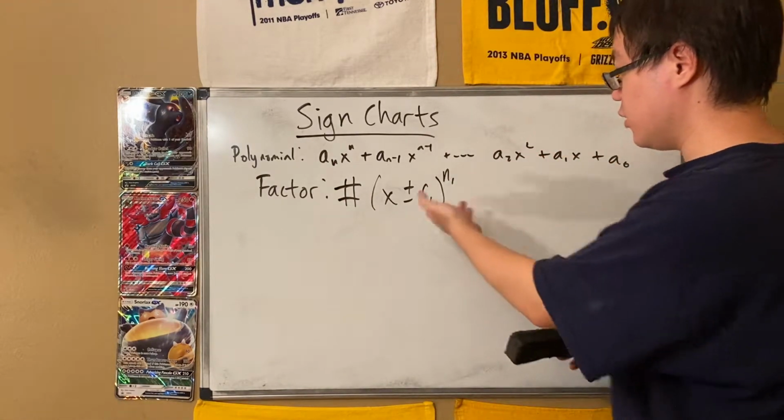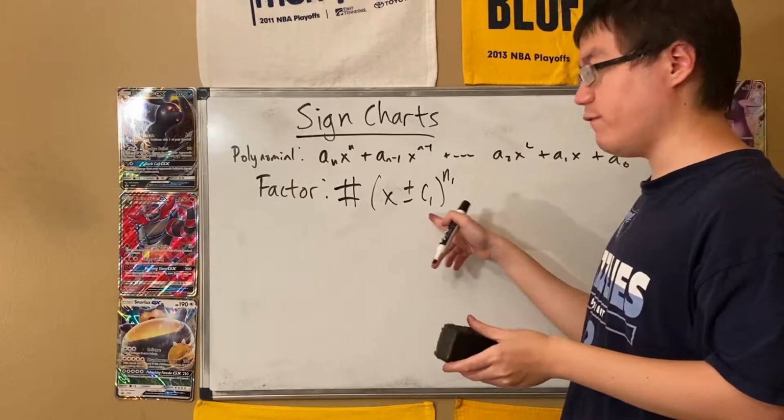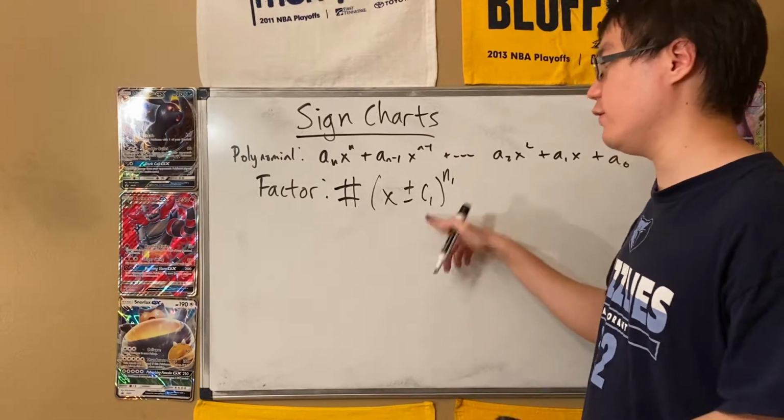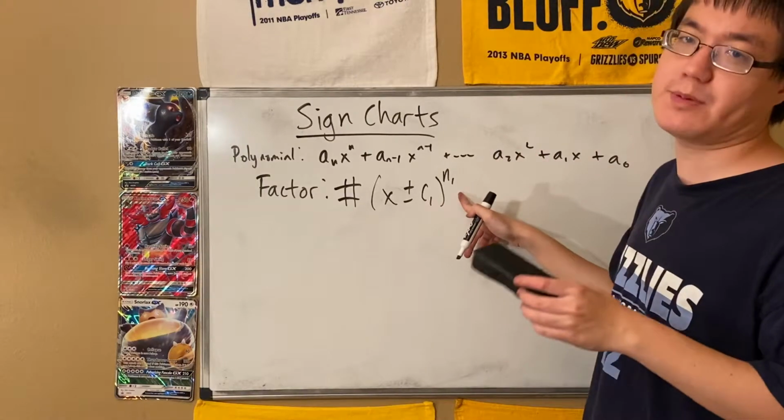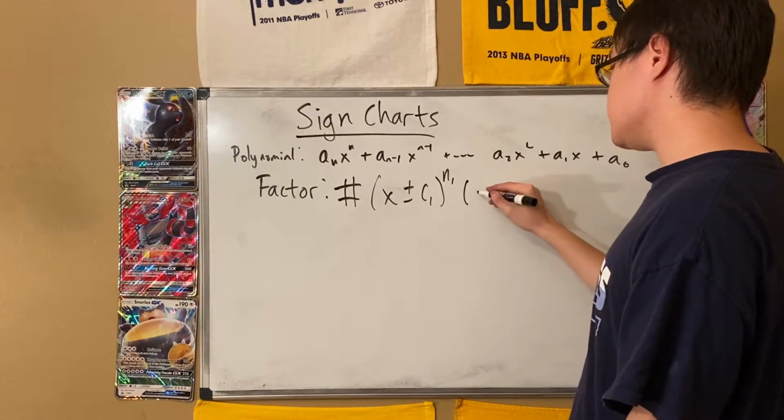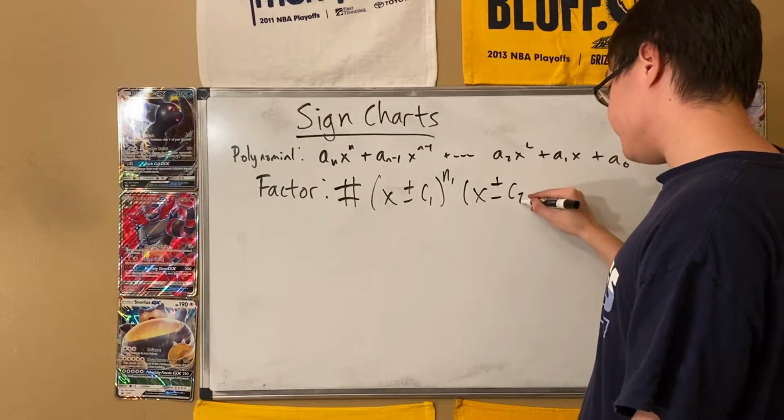We can call it C1 raised to some power n1. This is a little bit confusing in terms of notation, but this will eventually look like x minus 2 to the 5th, where 2 is C1 and then n1 would be the 5th. This is called the multiplicity of the zero.